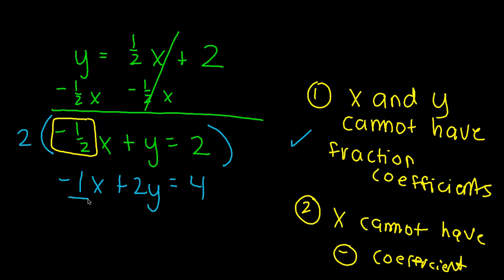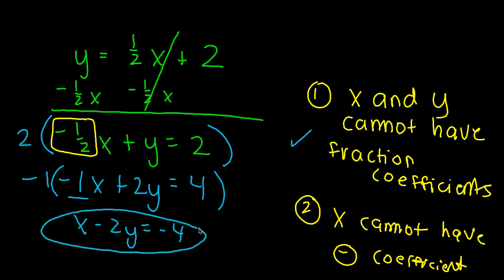That coefficient in front of x is negative 1. How can I solve that problem? I'm going to multiply the entire thing now by negative 1, and I'm going to get positive x, negative 2y, and negative 4. As long as I'm multiplying both sides of my equation, I'm going to remain with something that's a true statement. That solves my second problem of x cannot have a negative coefficient. Now, x is positive, and x and y are not fractions.